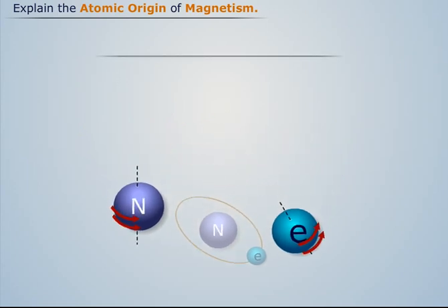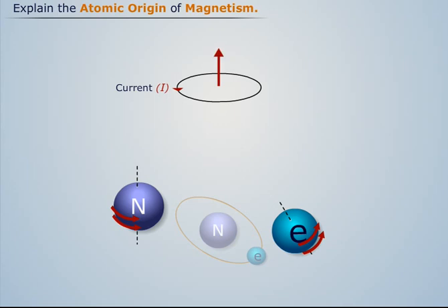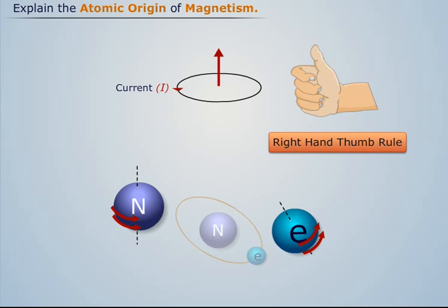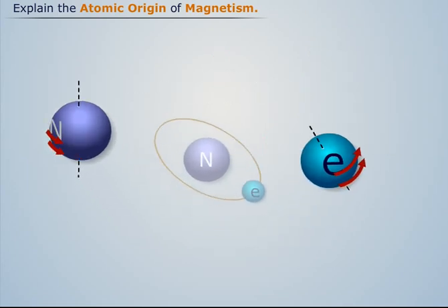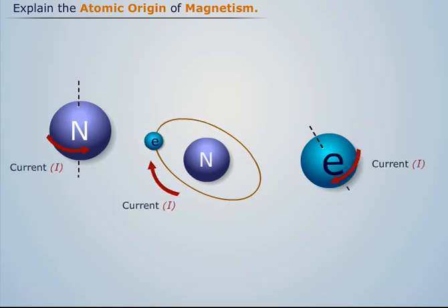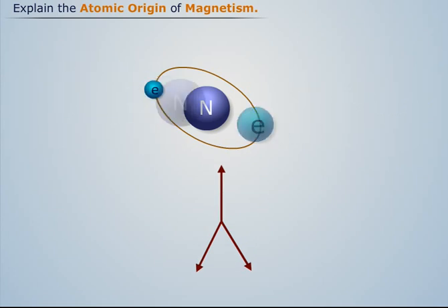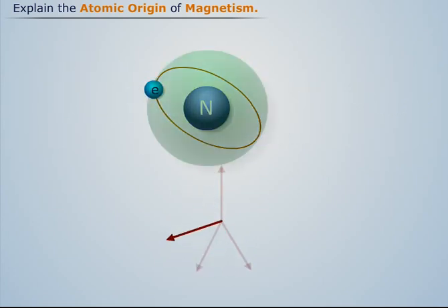We also know that the flow of charge indicates the flow of current. And when a current flows through a circular coil, a magnetic moment gets induced in the coil in the direction given by the right-hand thumb rule. Similarly, in an atom, the rotation of the nucleus and the revolution and rotation of electrons indicate the flow of small currents in them. This flow of current induces magnetic moments. The resultant of all the magnetic moments gives the net magnetic moment of the atom.